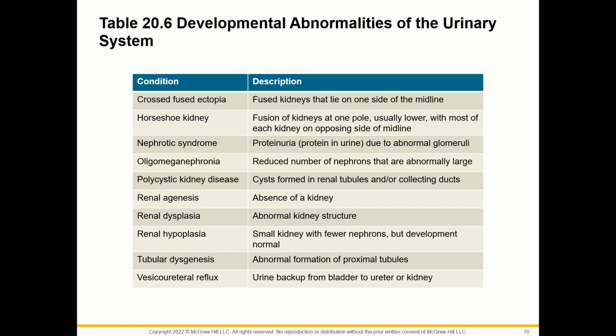Figure 20.6 shows developmental abnormalities of the urinary system. We have crossed fused ectopia, horseshoe kidney, nephrotic syndrome, oligomeganephronia, polycystic kidney disease, renal agenesis, renal dysplasia, renal hypoplasia, tubular dysgenesis, and vesicoureteral reflux.